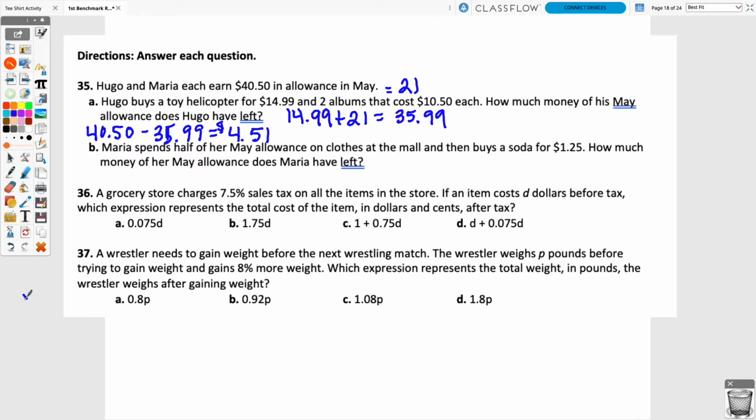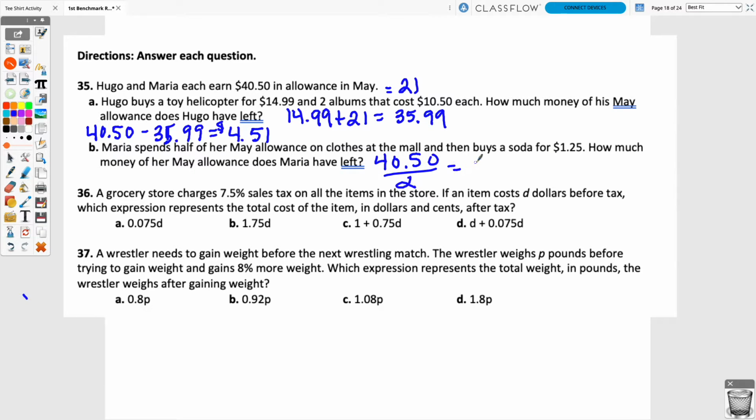All right, so then we've got Maria, who's spending half of that May allowance, so half of that $40.50, on clothes, and then a soda for $1.25. So if we're trying to figure out how much Maria has left at the end of the month, Bethany, what did you do first? She's spending half of it first, right? So how do we figure out what half of $40.50 is? Okay, but we don't know what half of it is, so how do we figure it out? Divide by two. Okay, so $40.50 divided by two. We're trying to figure out what's that half that she's already spent. Okay, so what does that give us, Bethany?